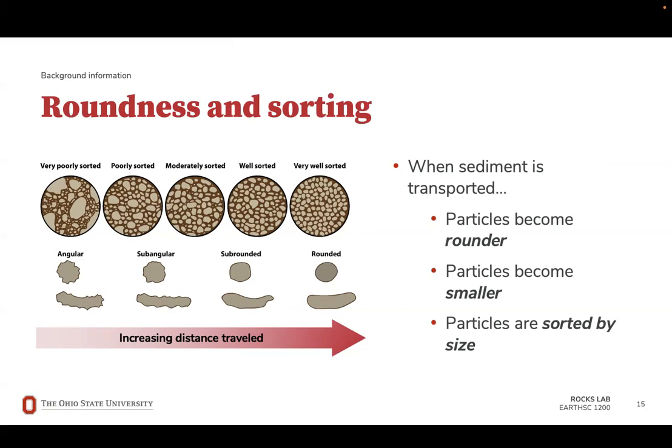Transportation is the movement of sediment away from its source, and this typically occurs because of the movement of water, wind, or ice. When sediment is transported, the particles become rounder, as you see in a rock tumbler. The particles become smaller, and the particles are typically sorted by size. We can use the size, the roundness, and the sorting of sediments within a sedimentary rock to determine where they came from and how far they traveled from their original source.